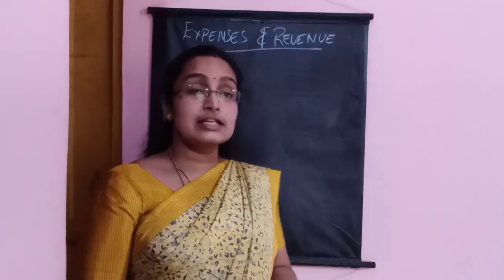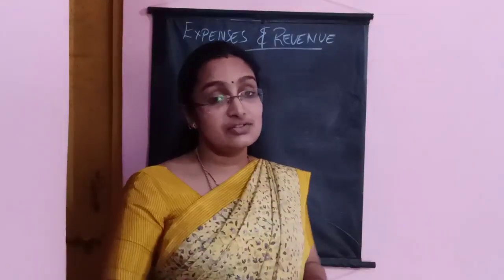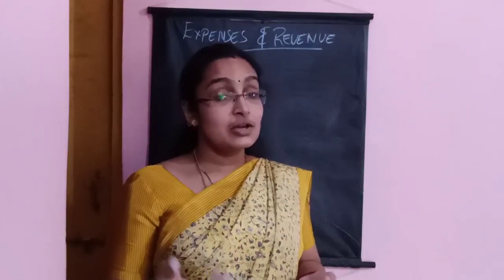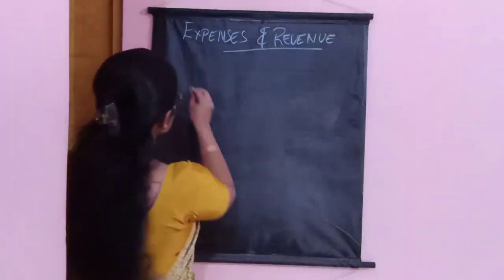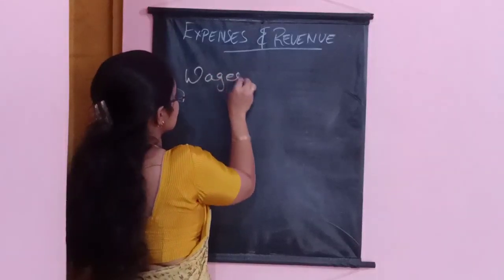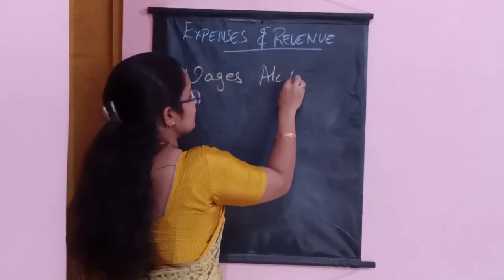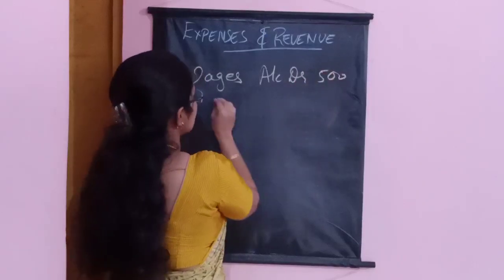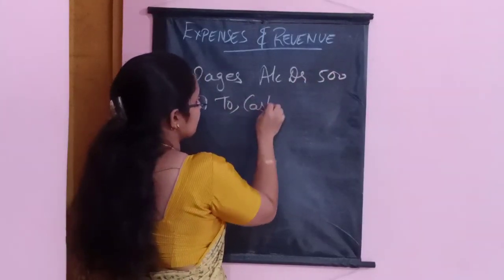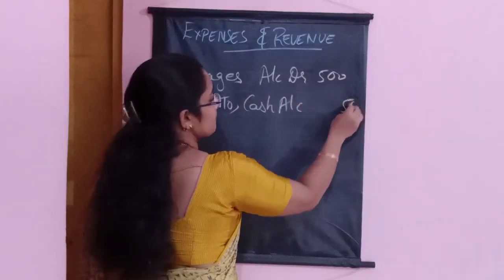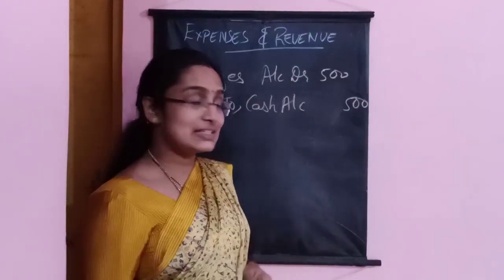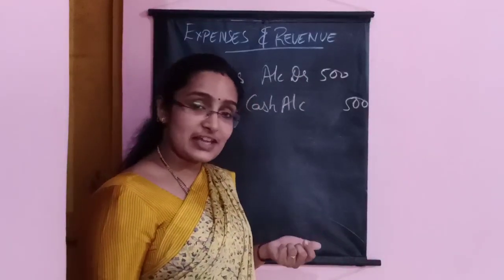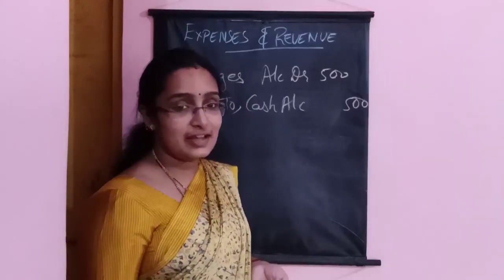Let's see an instance. For example, wages of rupees 500 is paid by cash. So here the cash is going out. The wages is our expense, due to which the entry will be wages, as it is the expense, it is to be debited, and cash is going out, so it is to be credited. Wages account debit rupees 500 to cash account rupees 500.